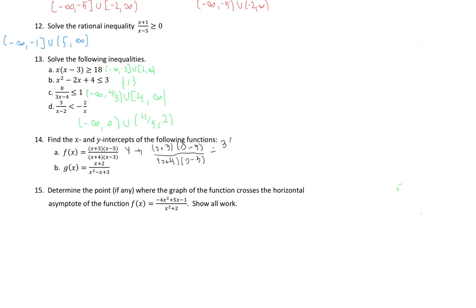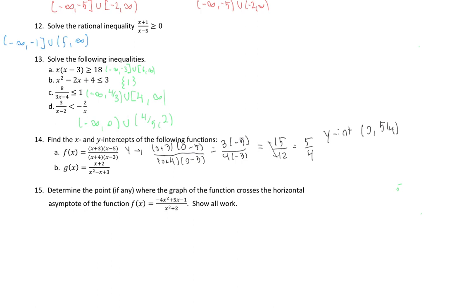So we'll get 3 times -5 over 4 times -3, which is going to be -15 over -12. Negatives cancel, and we can divide each of these by 3, so we get 5 over 4. So my y-intercept, we'll say is 0, 5 over 4.